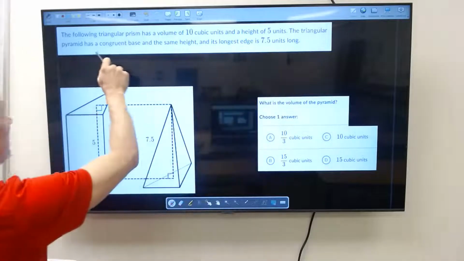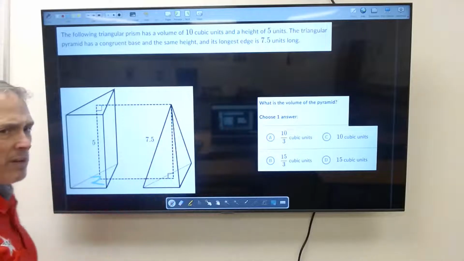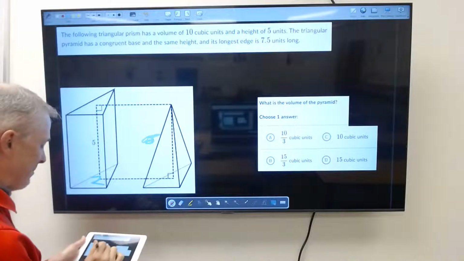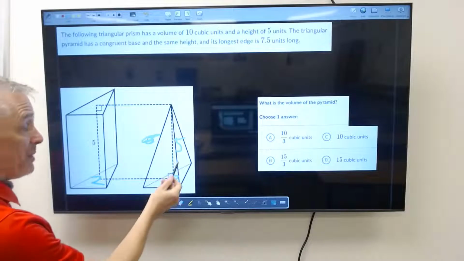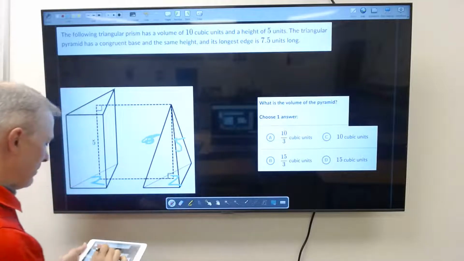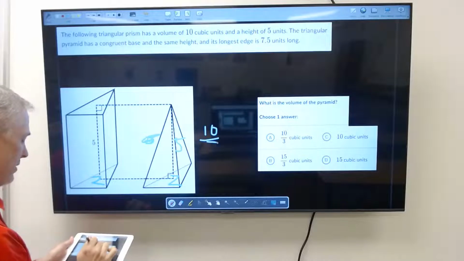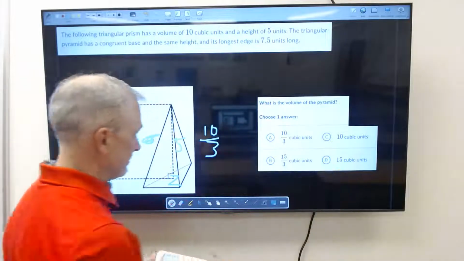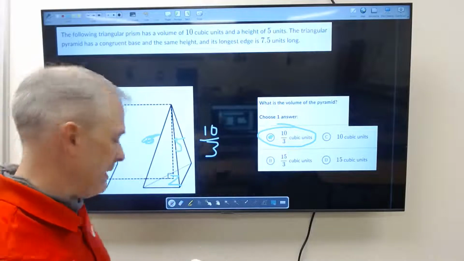Now, the triangular pyramid has a congruent base and the same height. Its longest edge is 7.5. Fake news, because all we need to know is it has the same base, 2, and the same height, 5. So how do we find the volume of a pyramid? It's the area of the base times the height divided by 3, or times 1/3. And this is 10 right here. So we get 10 thirds for this volume. Not 15, not the same, none of that. Again, A is the answer. Don't like it, but we deal with it.